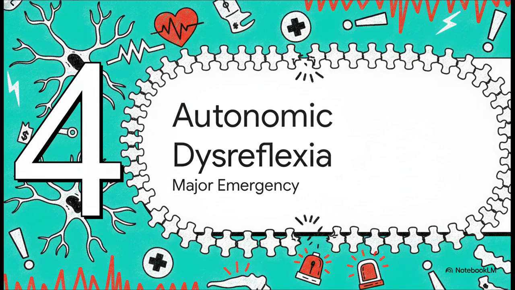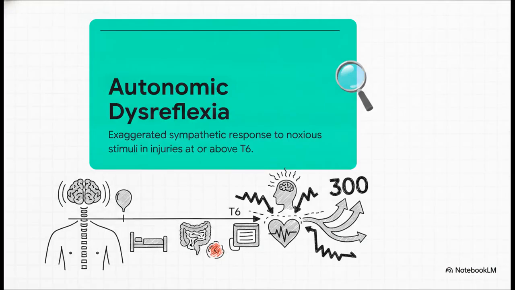This is one of the most heavily tested, life-threatening emergencies you'll see. Because this right here is hallmark point 12. Autonomic dysreflexia is a wildly exaggerated sympathetic nervous system response, and it occurs exclusively in patients with injuries at or above the T6 level. What sets it off?